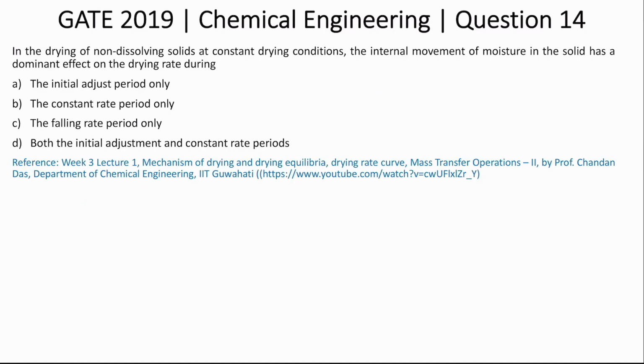Hello everyone. Today we'll be looking into a chemical engineering question from GATE 2019, question number 40. In the drying of non-dissolving solids at constant drying conditions, the internal movement of moisture in the solid has a dominant effect on the drying rate during dash. And there are four given options.